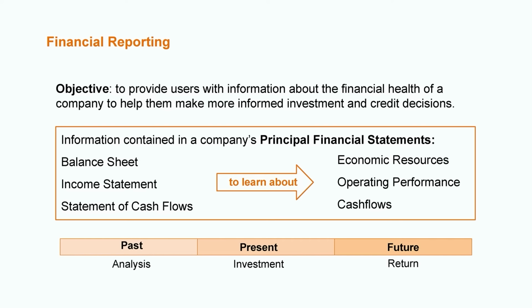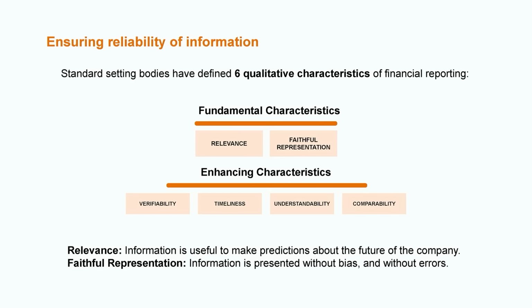But how do users of the financial statements know that the statements are free from any manipulation and that the information is reliable? Well, in order to ensure that companies follow a consistent approach to reporting their financial information, the standard-setting bodies have defined 6 qualitative characteristics of financial reporting. Let's briefly touch on the first 2 fundamental characteristics, which are relevance and faithful representation.